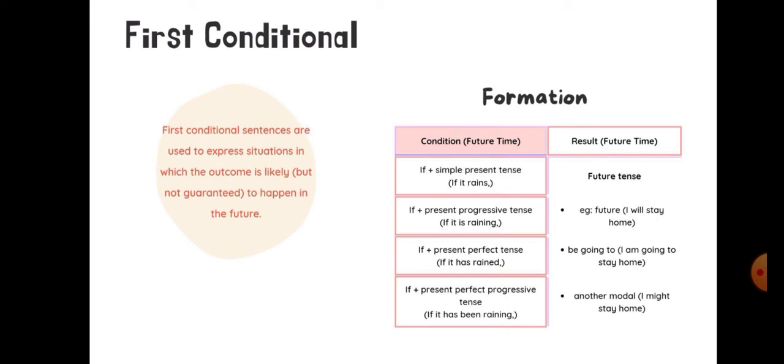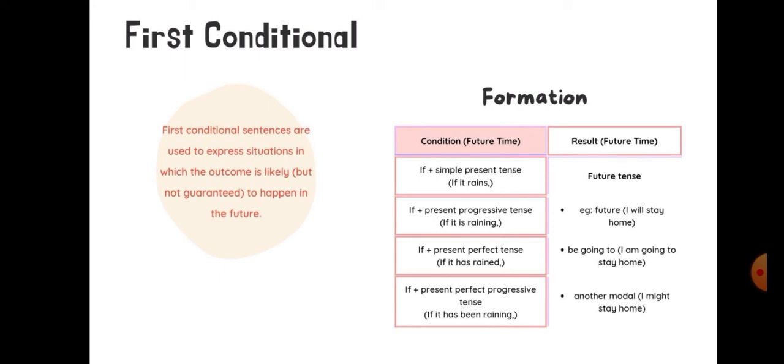For the formation of first conditionals, we use if plus simple present tense, if plus present progressive tense, that is if it is raining, if plus present perfect tense, if it has rained, or if with present perfect progressive tense. In this we are always using present tense. It could be progressive, it could be perfect, or it could be perfect progressive. But in the result clause we are going to use future tense.